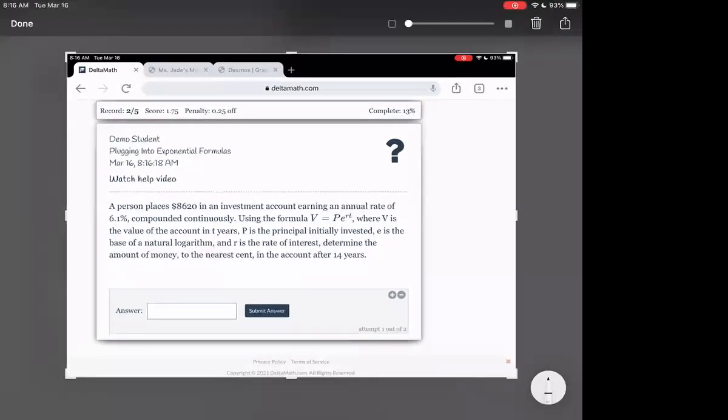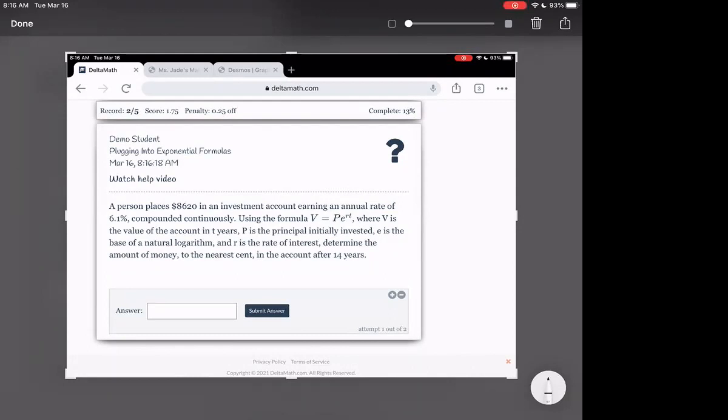It says a person places $8,620 in an investment account earning an annual rate of 6.1% compounded continuously. Using the formula V is equal to P times E to the power of RT, where V is the value of the account in T years, P is the principal initially invested, E is the base of a natural logarithm, and R is the rate of interest. Determine the amount of money to the nearest cent in the account after 14 years.